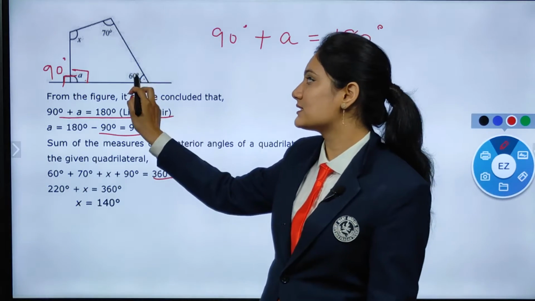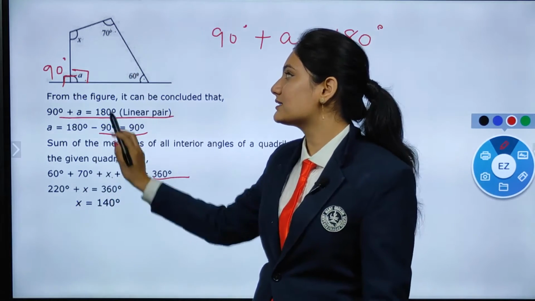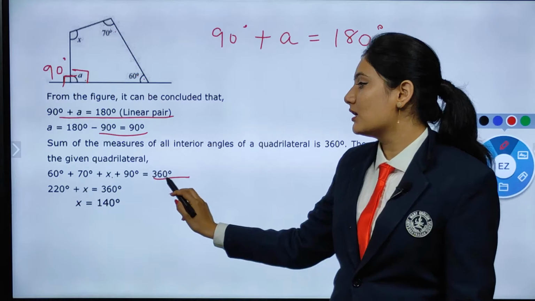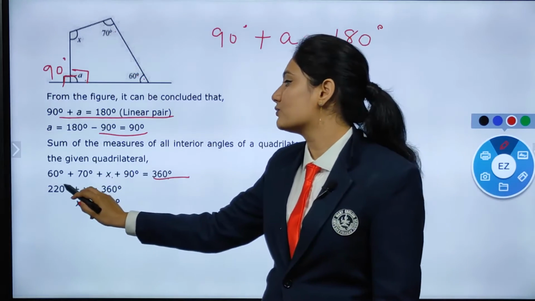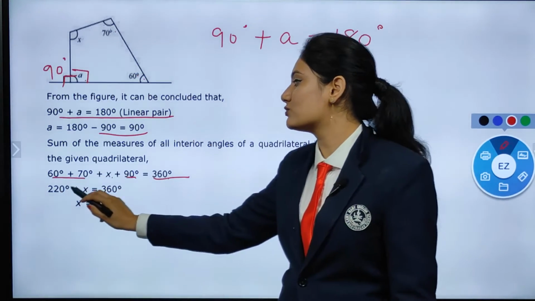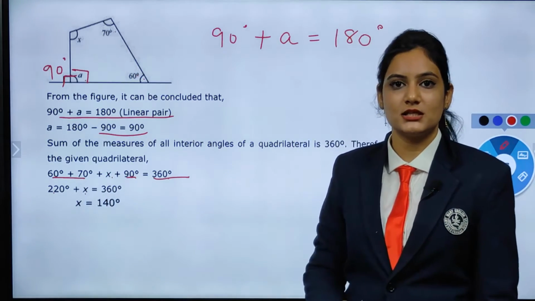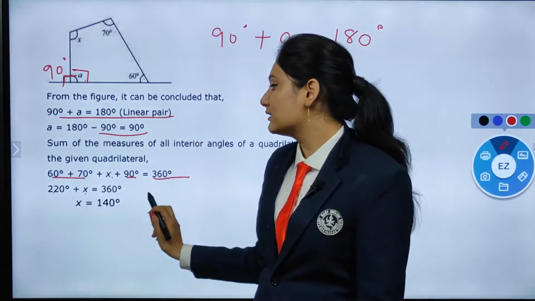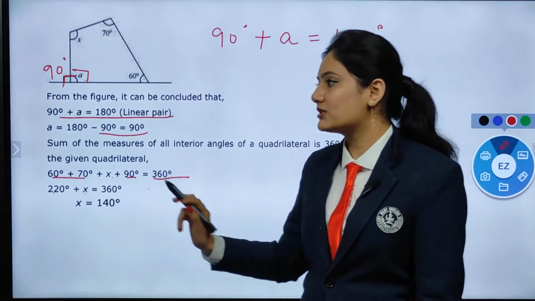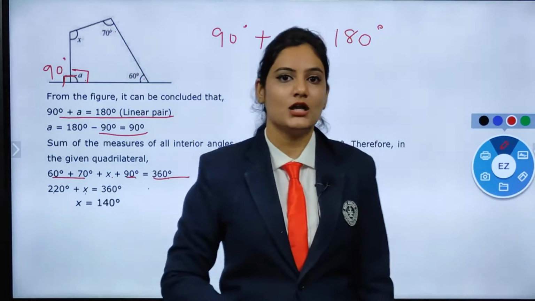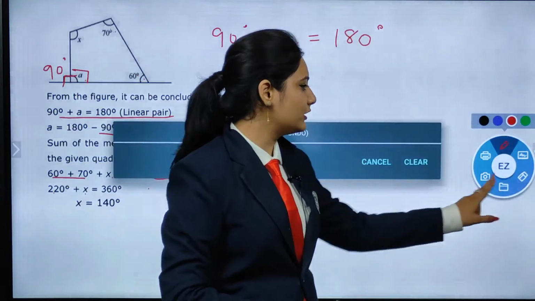So when you add 60, 70, x and 90, it is equal to 360. The sum of these known angles is 220 degrees. Plus x equals 360 degrees. So x equals 360 minus 220, which equals 140 degrees. Now we will move towards our next question.